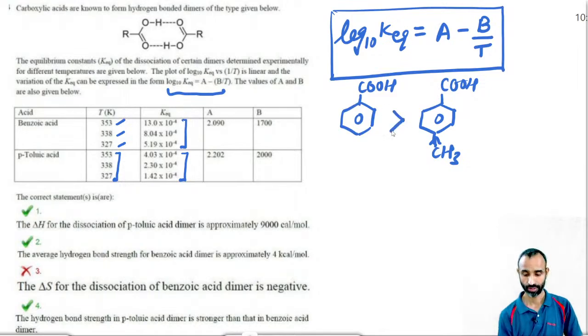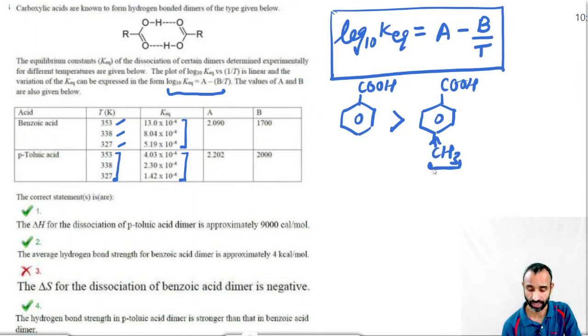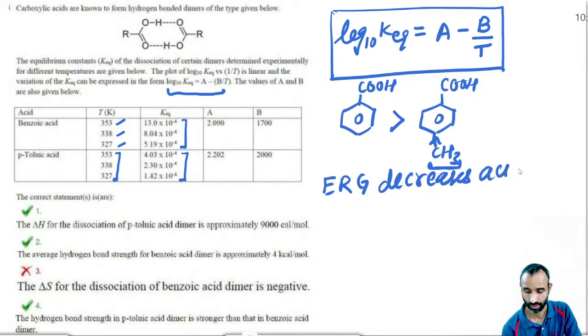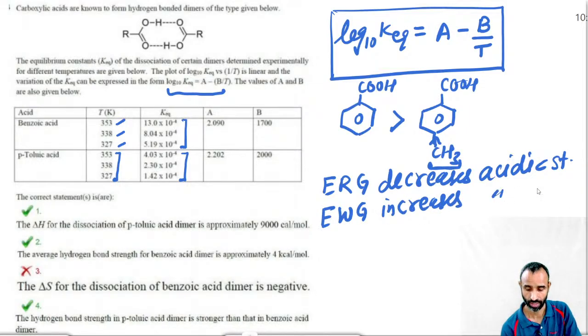It is benzoic acid because electron releasing groups increase the electron density in the ring and therefore decrease the acidic strength. Electron releasing groups decrease acidic strength, and if there are electron withdrawing groups, they increase acidic strength. Anyhow, the question is different.